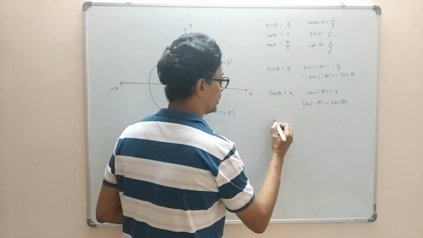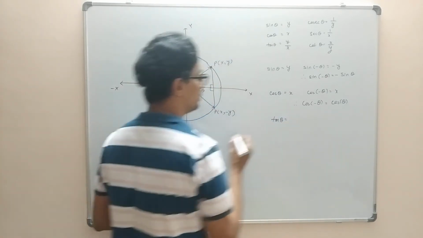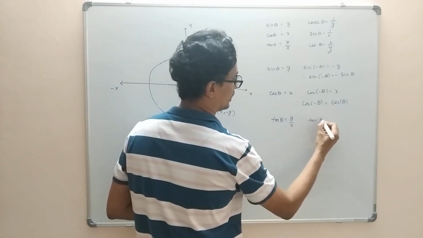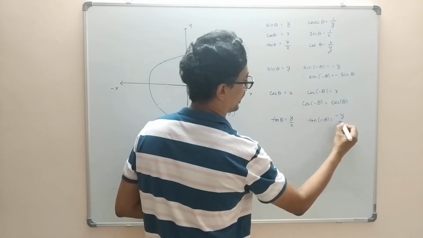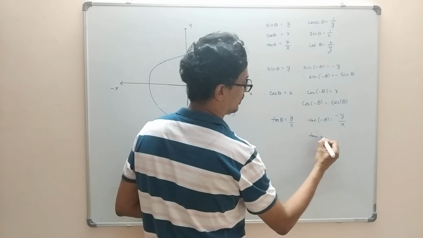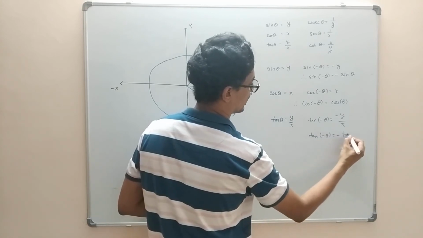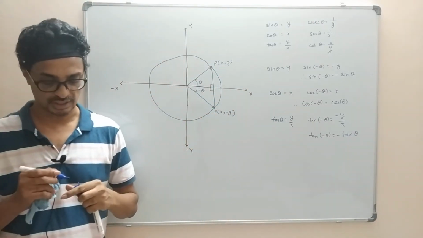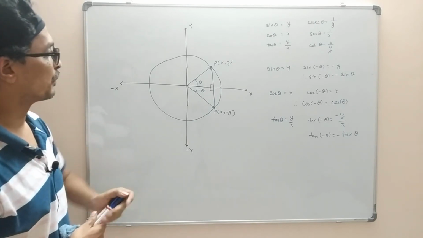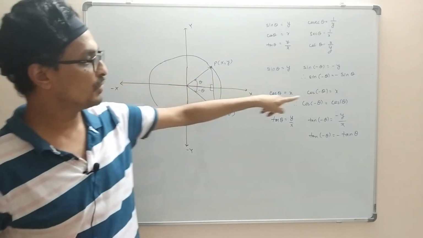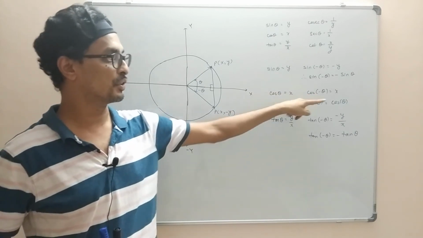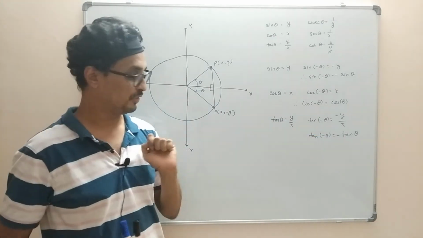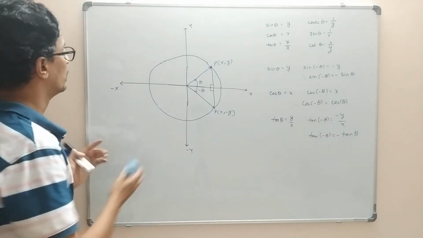Let us go for tan theta. Tan theta is equal to y by x. Tan of minus theta is minus y by x. Therefore, tan of minus theta equals minus tan theta. The same thing you can do for the inverses, cosec theta and sec theta. So for every negative angle, cos of minus theta is always equal to cos theta, but on the other hand, sin and tan change sign for negative theta.